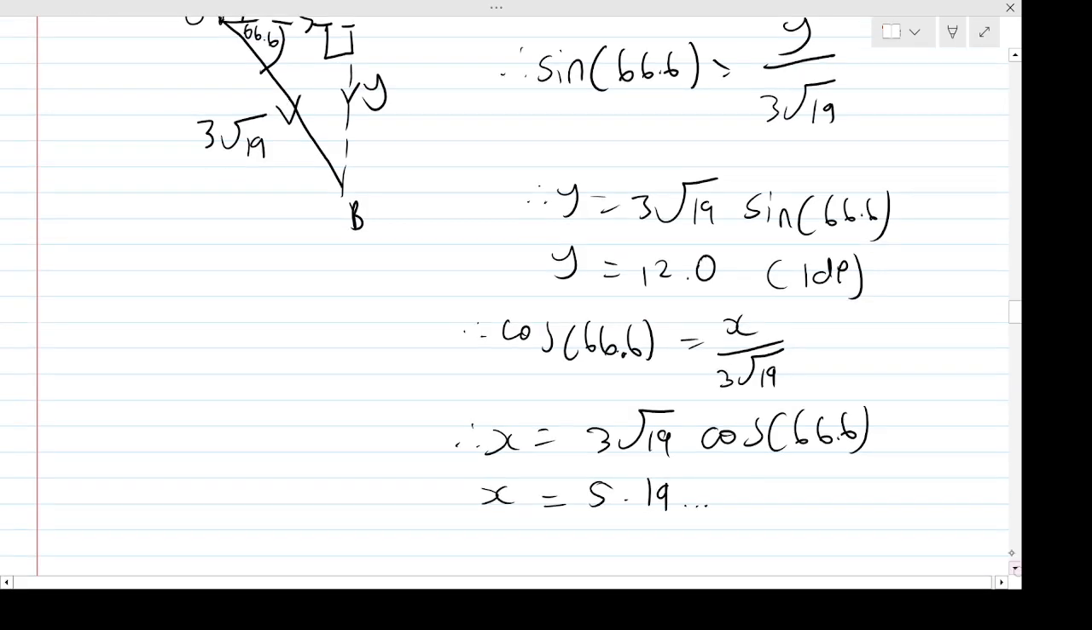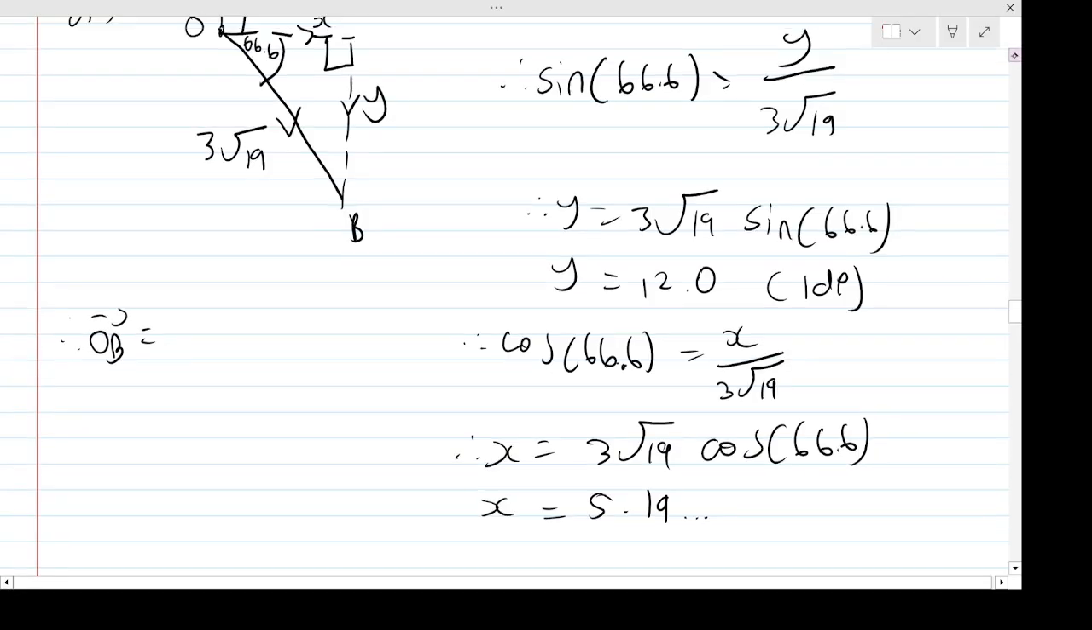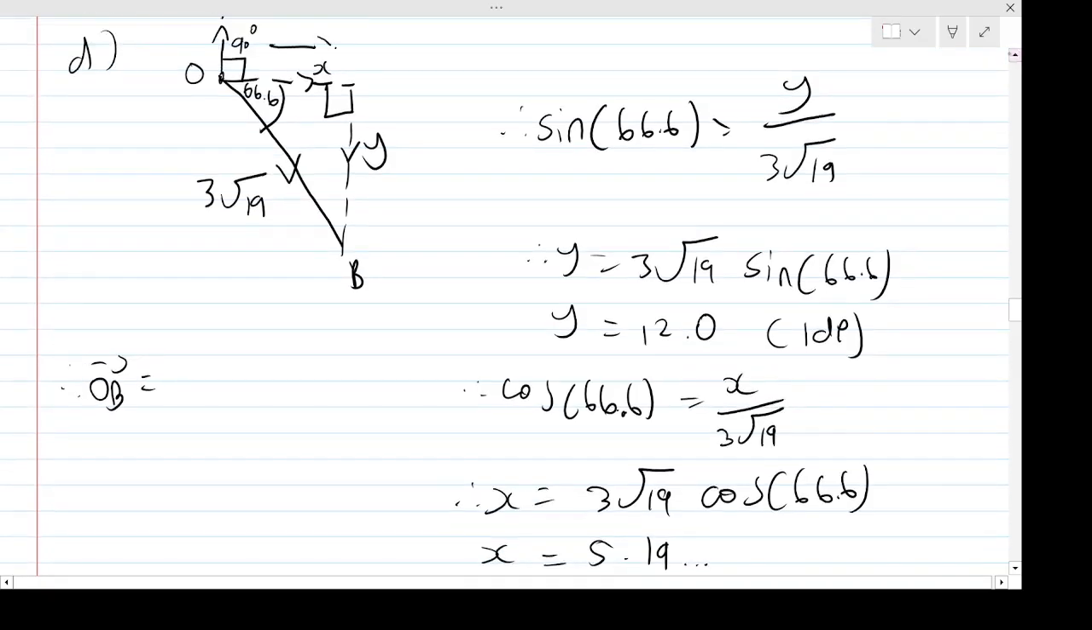But therefore we can deduce that the vector O to B, well, the i part is the x part, and it's going to be positive 5.19. I'm going to round this to 5.2 for x, the i part. And then we're going down by y, so the j part of this is going to be negative 12, negative 12j to 1 decimal place. And there we are. So that's my vector O to B.